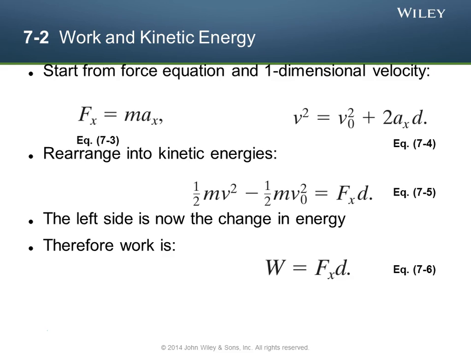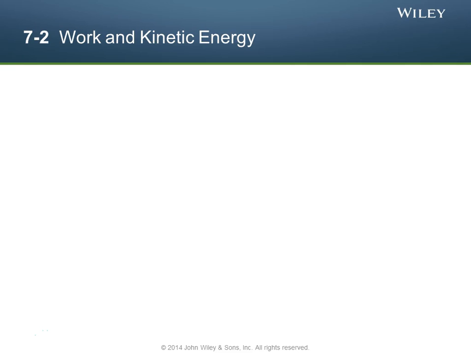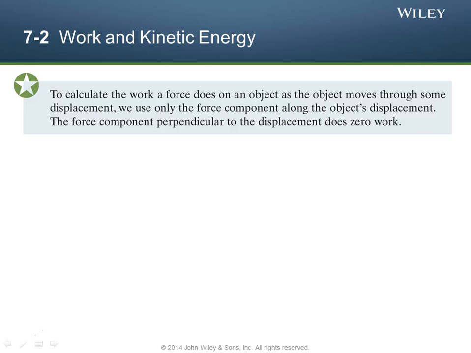Now keep in mind, what approximation did we do here? What simplification did we do in this method? Well, it was all in one dimension. So what if we want to take it into 2 or 3 dimensions? Well, in order to calculate work, the force on an object that is doing the work has to be in the same direction as the displacement. So we only use the component of the force that is along the object's displacement.